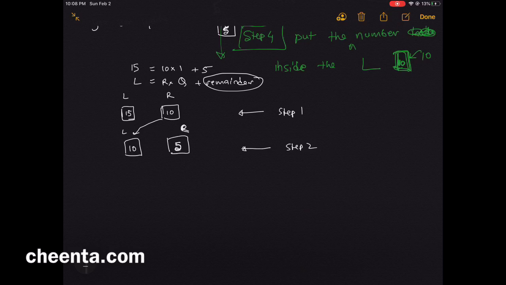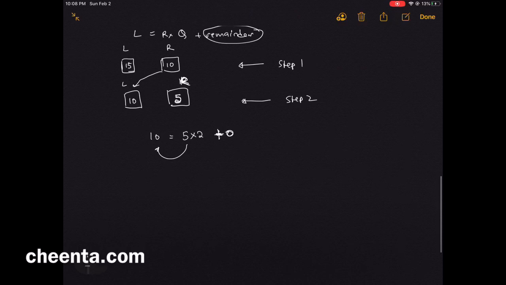Now you do the same process again. In this case, in the next step, the remainder will be 0, right? Because 5 exactly divides 10. Then we will say that the process terminates in step 2. So let me write that. The process terminates in step 2.